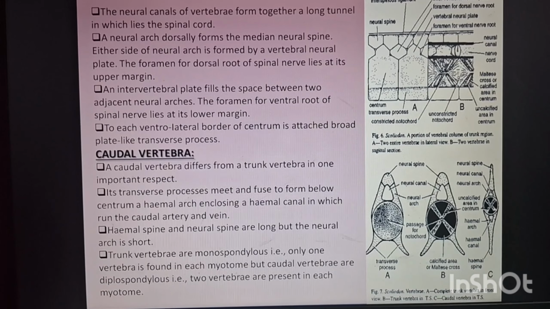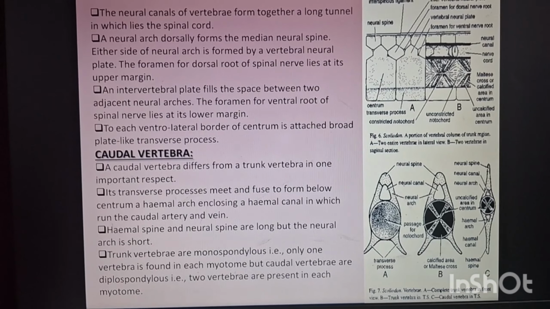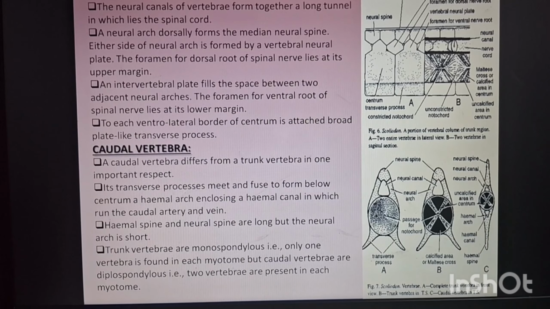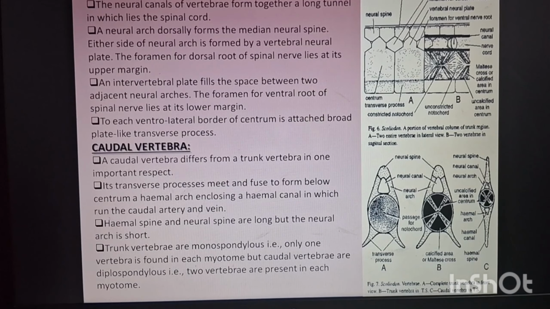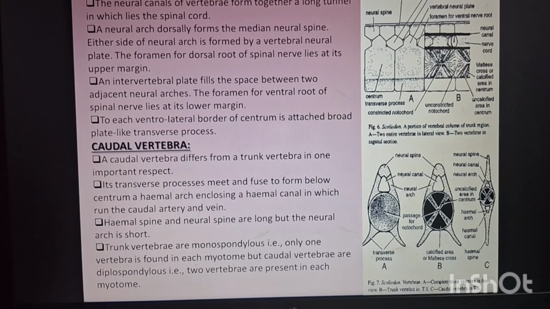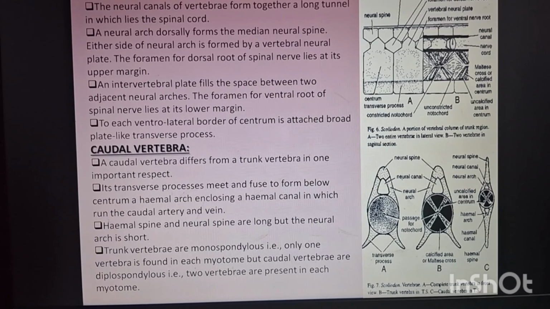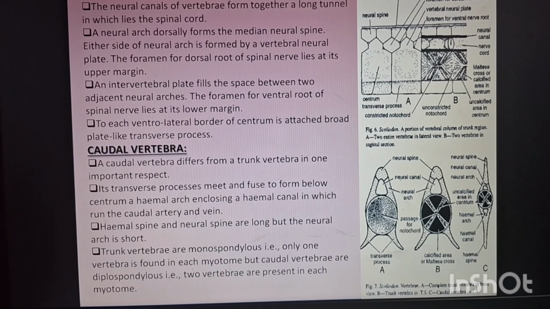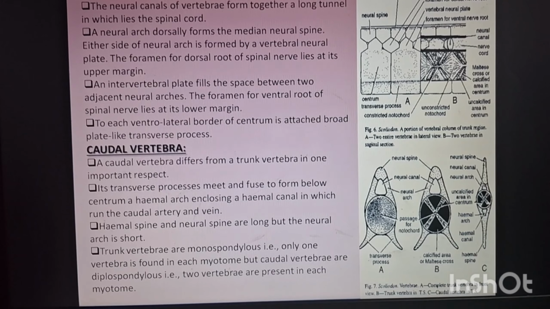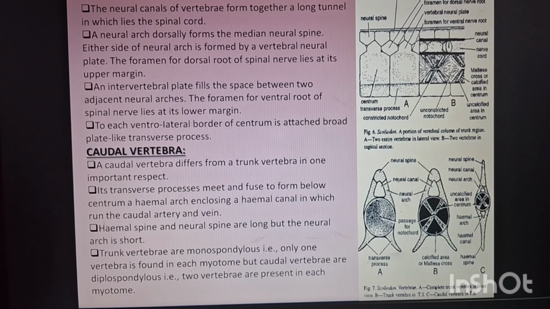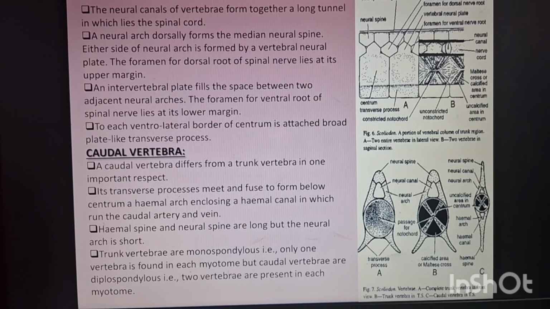A neural arch dorsally forms the medial neural spine. Either side of the neural arch is formed by a vertebral neural plate. The foramen for the dorsal root of the spinal nerve lies at its upper margin. And next, an intercalary plate fills the spaces between two adjacent neural arches, and the foramen of the ventral root of the spinal nerve lies at its lower margin. To each ventrolateral border of the centrum is attached a broad plate-like transverse process.